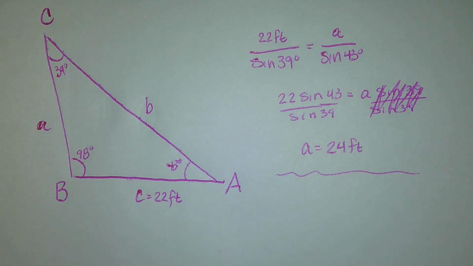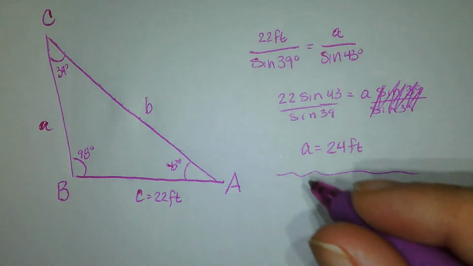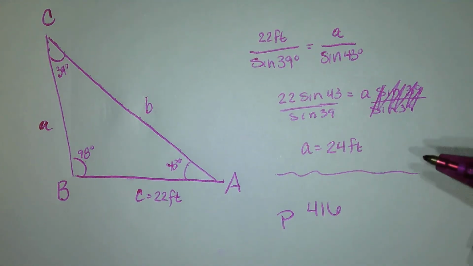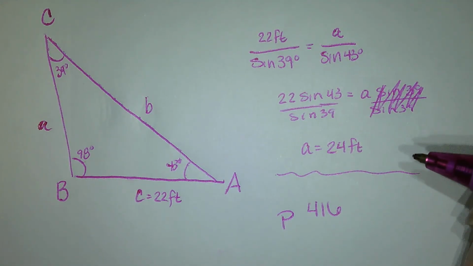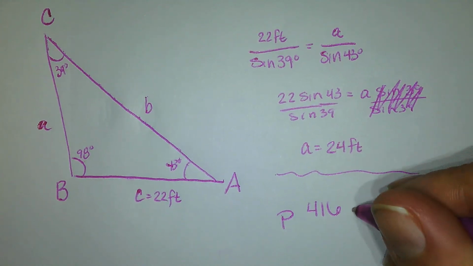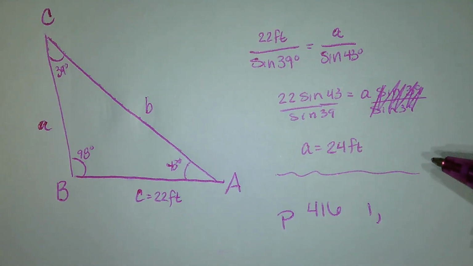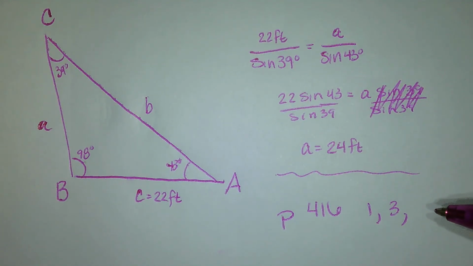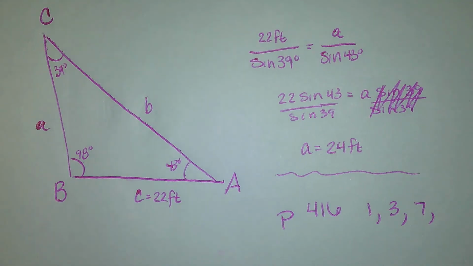Anyhow, I'm going to give you some basic ones just to try out. So on page 416, I want you to solve these triangles. I have number 1, number 3, not number 5, we'll skip that one for now. You could do number 7. Yeah, that's probably it. Just do those 3. Just use the basic formula.